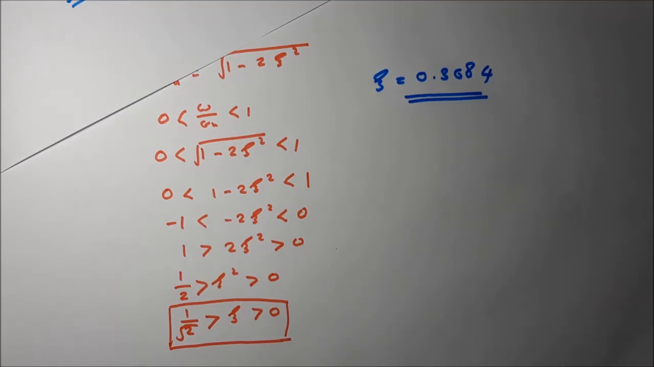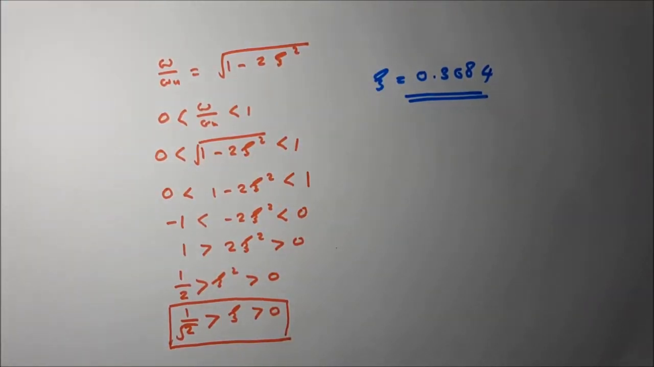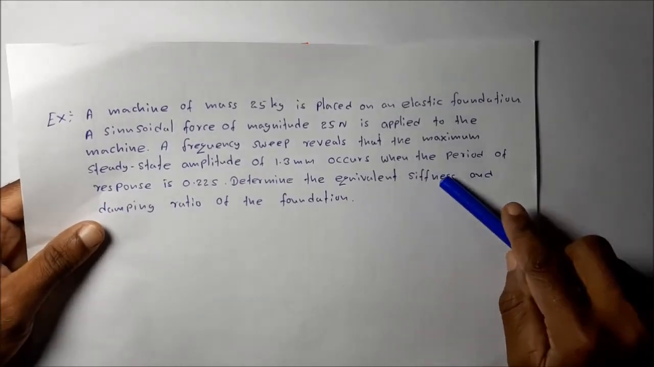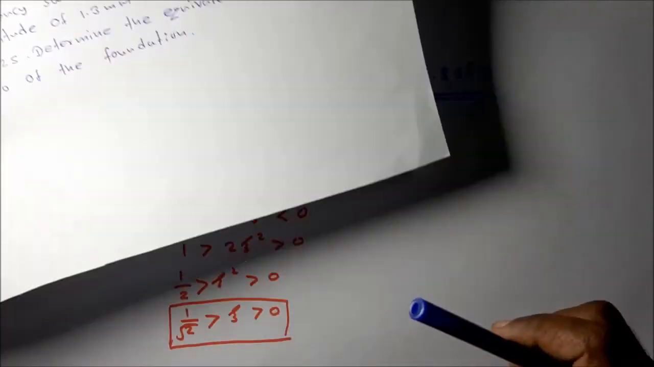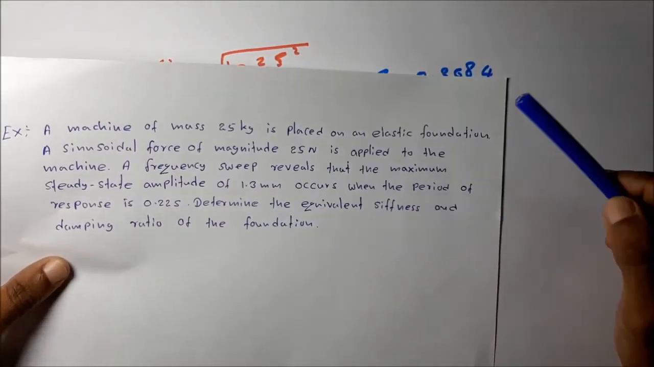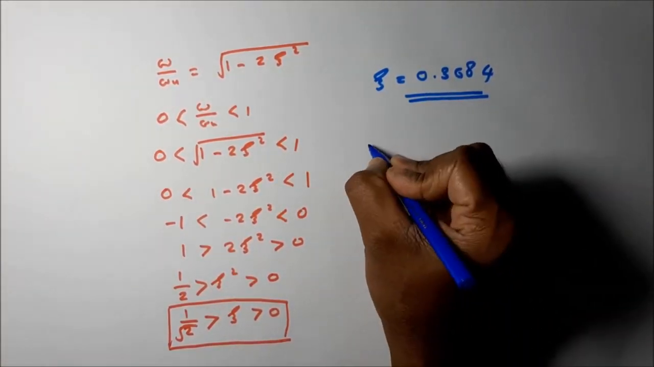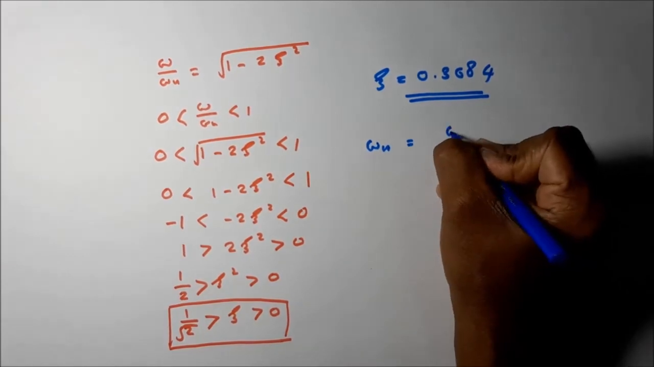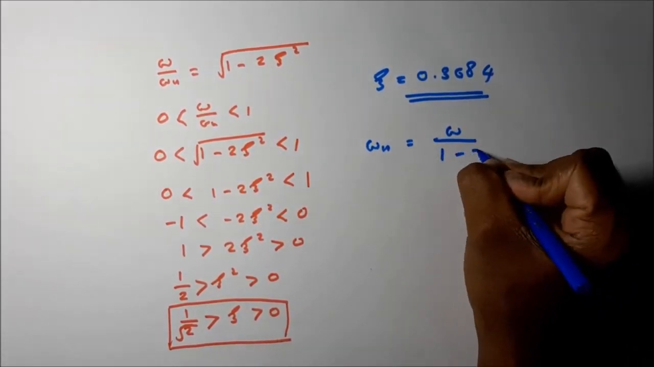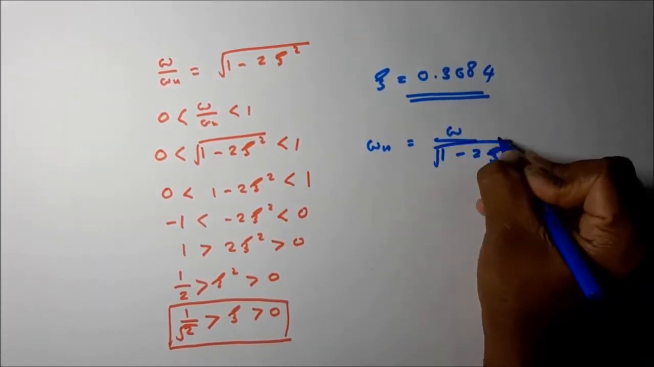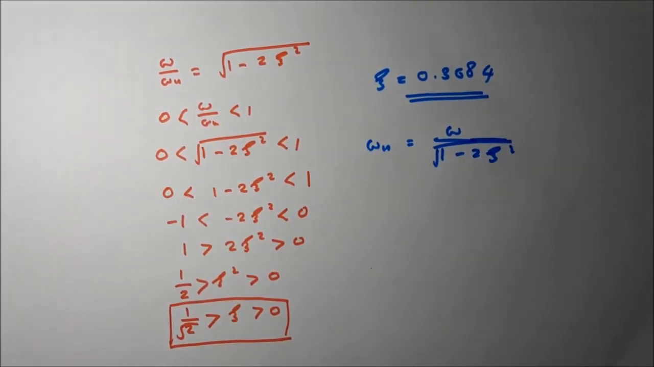The problem is also asking us to determine the equivalent stiffness and the damping ratio. The damping ratio we already found. The equivalent stiffness we are going to find. So we are going to use equation 1: omega n is equal to omega divided by the square root of 1 minus 2 theta squared. This is the equation we are going to use to find that stiffness.